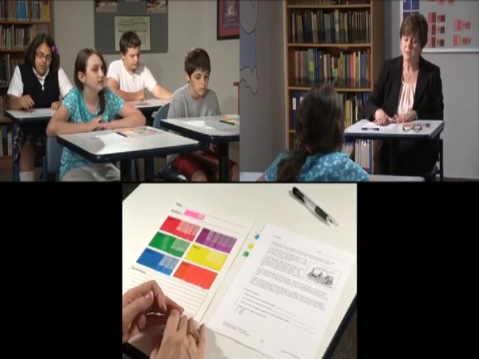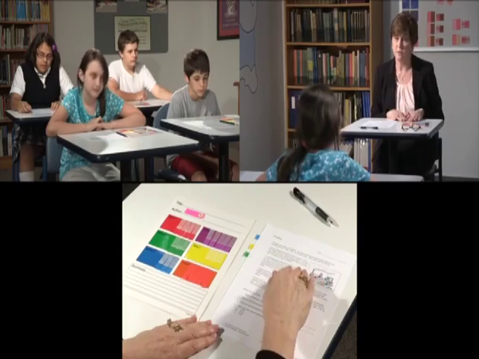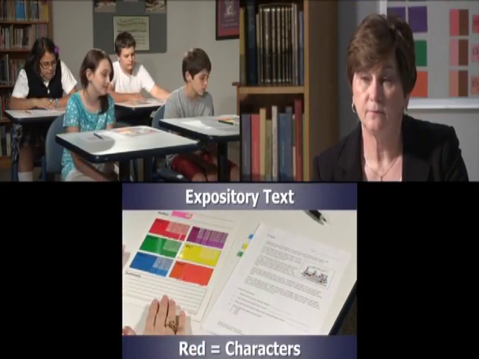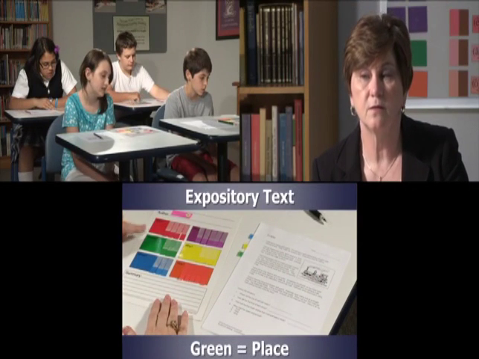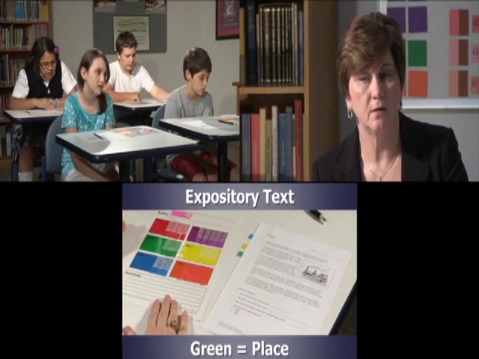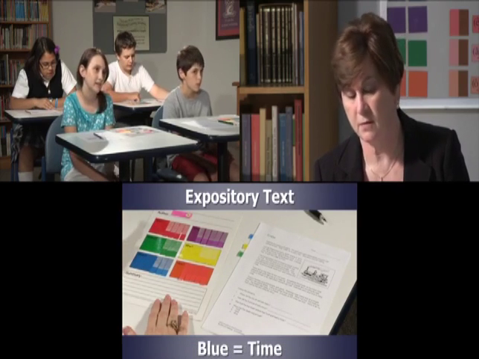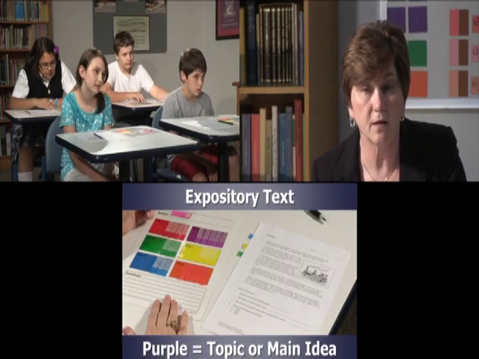In order to get the information out of our expository text today, we're going to use our W chart. So I need you to look at your W charts. The red is a Who, which is the characters. Green is Where, which is place. Blue is When, which tells us time. Purple is What, okay, purple is a what, right?